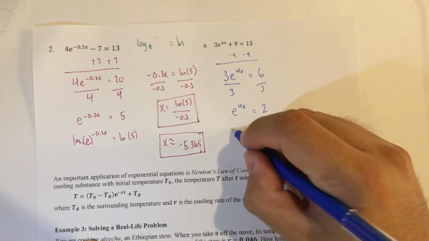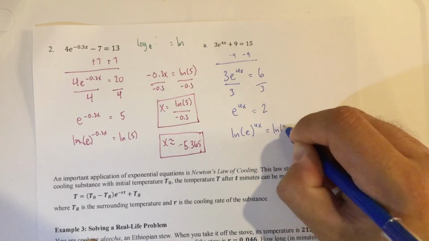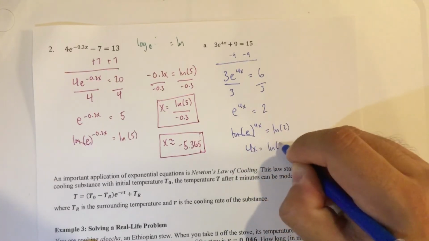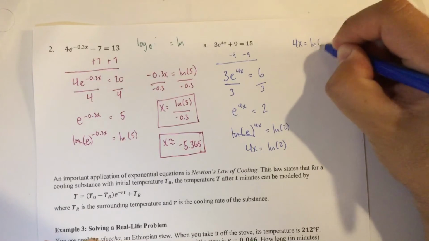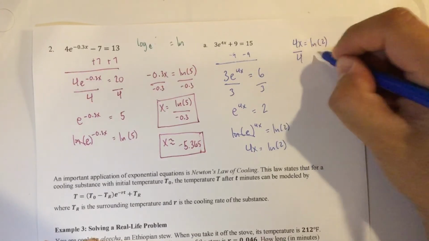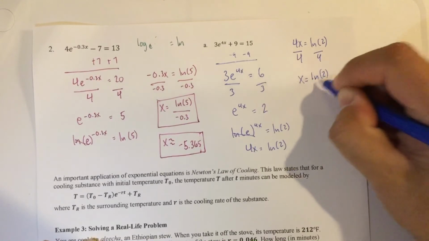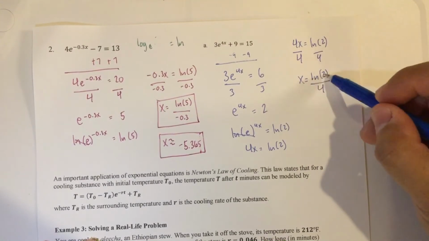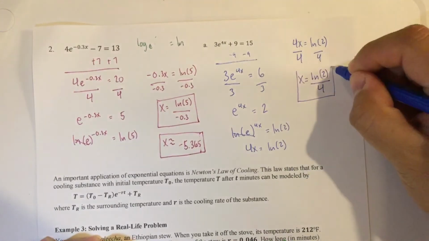To get rid of that e, we do a natural log on both sides. So this cancels. We have 4x is equal to ln of 2. Divide both sides by 4, and x equals ln of 2 divided by 4. I cannot reduce the 2 and the 4 because this is ln of 2 and this is a constant of 4. So this is an exact answer.